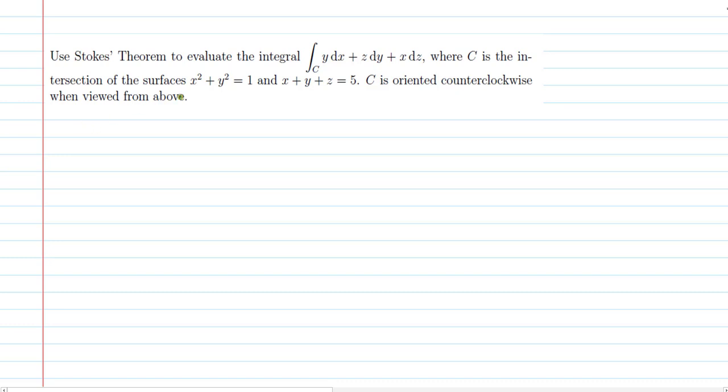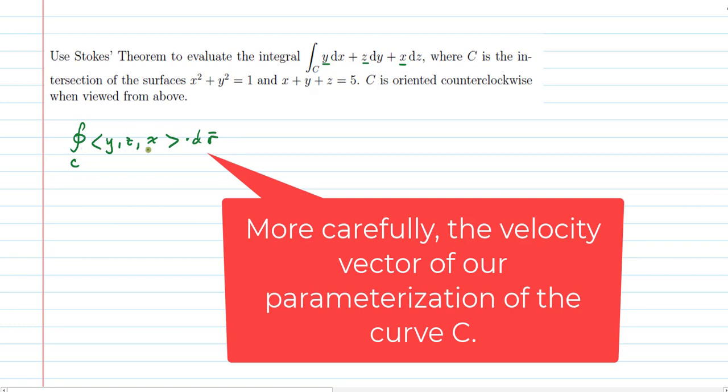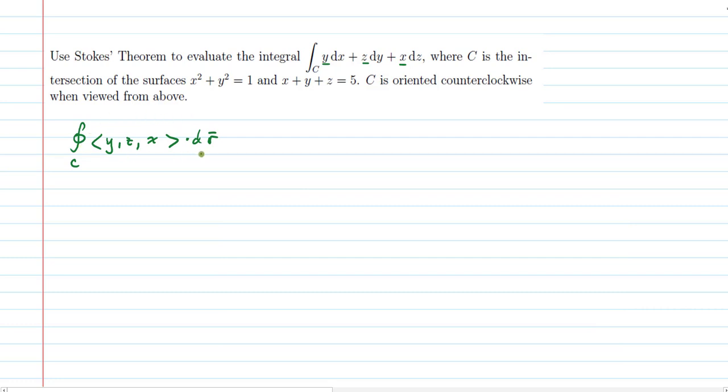So it may be a little bit hard to see that this is a circulation integral given this format. I prefer to write them this way. So if I rewrote this as y, z, x for those three component functions, and then I dotted that with the parameterization of our curve C, then this should now look like a circulation integral. And we could try to evaluate this circulation integral directly by coming up with the parameterization of C, but instead we were asked to use Stokes' theorem on this.